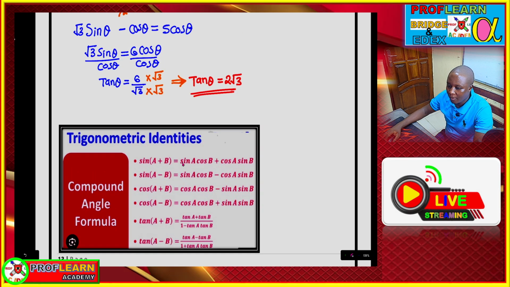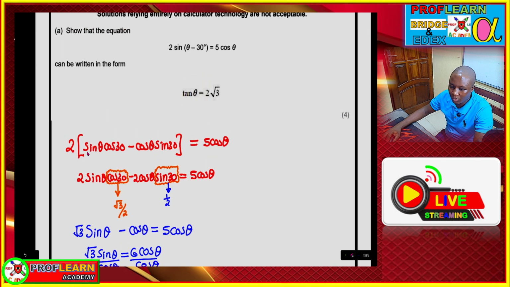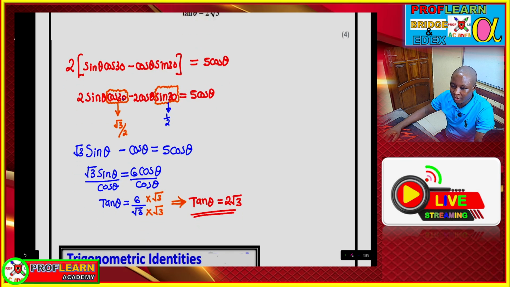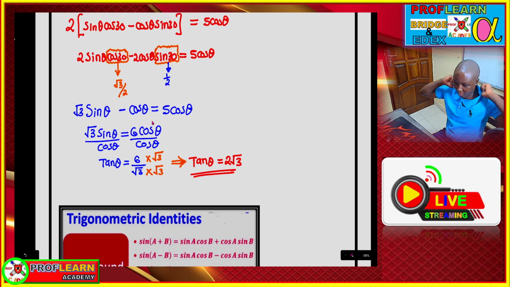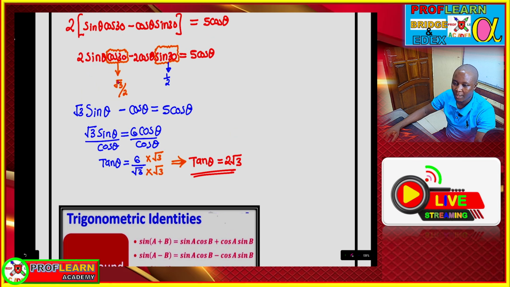Which means that this equation can be written as sine a cos b minus cos a sine b. This can be written as 2 into sine theta cos 30 minus cos theta sine 30. But cos 30 is the same as root 3 over 2, and sine 30 is the same as a half. So this expression is going to reduce to root 3, because root 3 over 2 times 2, the 2 will cancel out. So we shall have root 3 sine theta minus cos theta is equal to 5 cos theta.